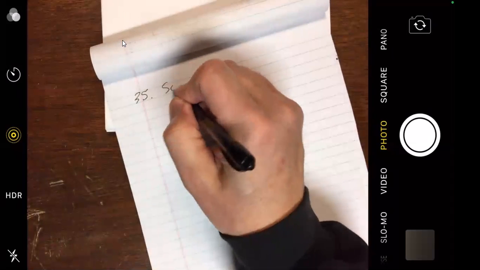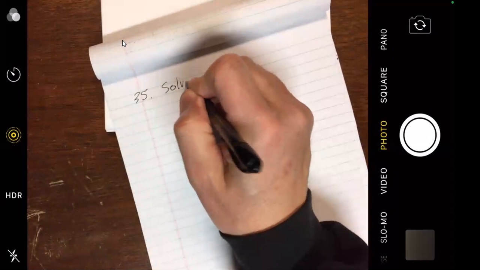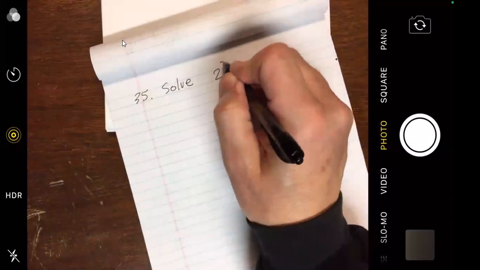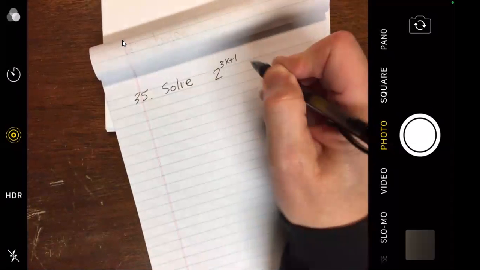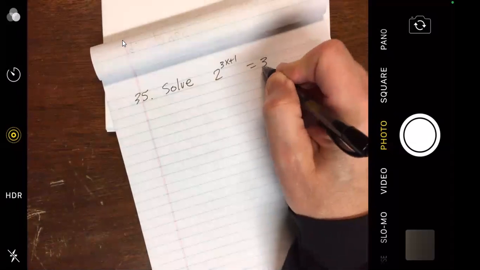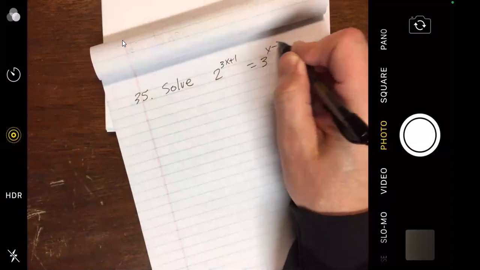What about more, how about one like 35? Solve 2 to the 3x plus 1 equals 3 to the x minus 2.